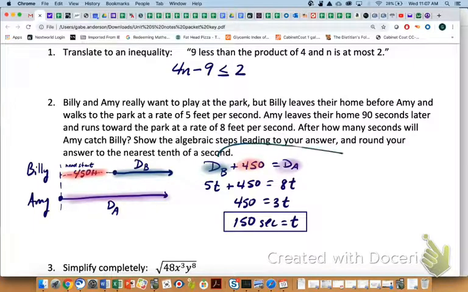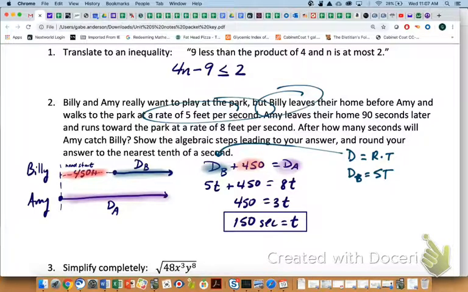I looked at distance, and I remembered that distance is equal to rate times time. Then I had to go back and look at the paragraph and see that the rate of Billy is 5 feet per second. So if distance equals rate times time, and Billy's rate is 5, then distance of Billy would have to be 5t. That also means the distance of Amy would have to be her rate, which was 8, times time. That's where I got the 8t. Okay.